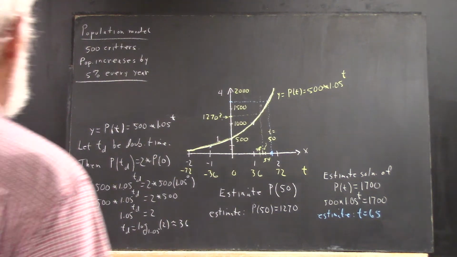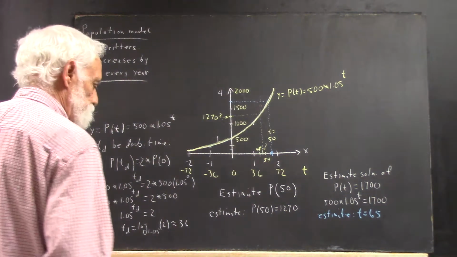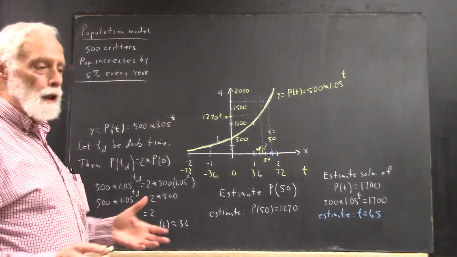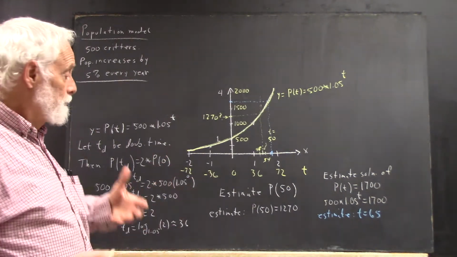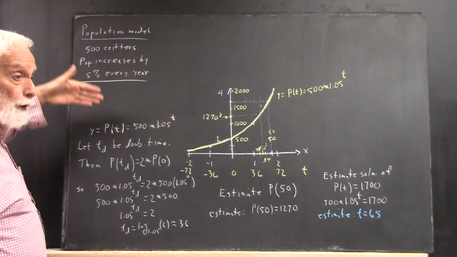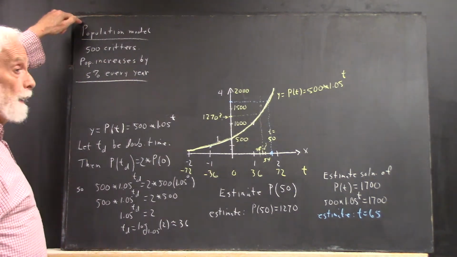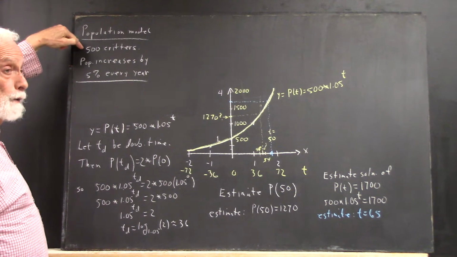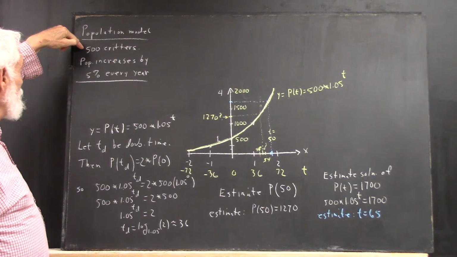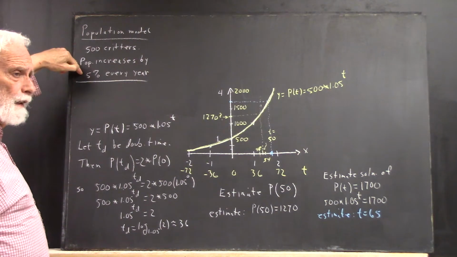Okay, now, assuming you understand compound interest, it's a pretty easy transition to population models. We have a population. We have 500 critters, and their population increases by 5% every year.